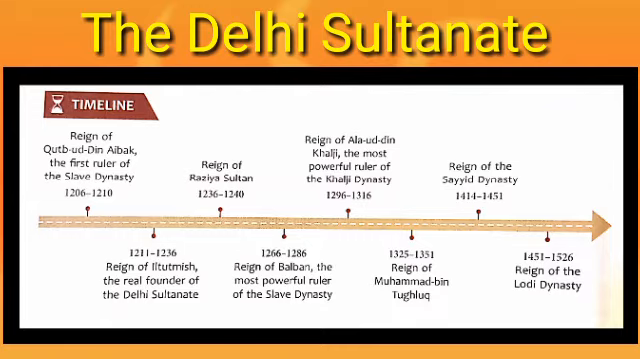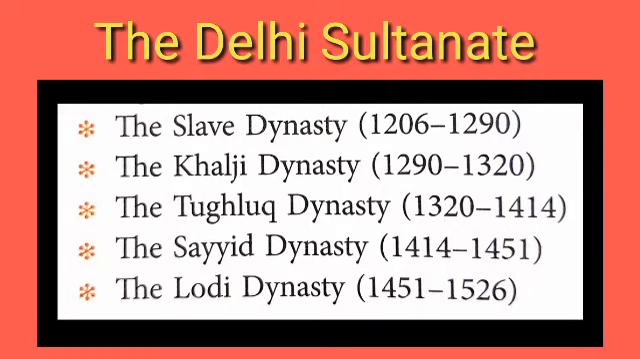1325 to 1351, reign of Muhammad bin Tughlaq. 1414 to 1451, reign of Sayyid dynasty. 1451 to 1526, reign of Lodi dynasty. The period from 1206 to 1526 is known as the age of the Delhi Sultanate, children. Delhi was the capital of the sultans who conquered a large part of the Indian subcontinent.